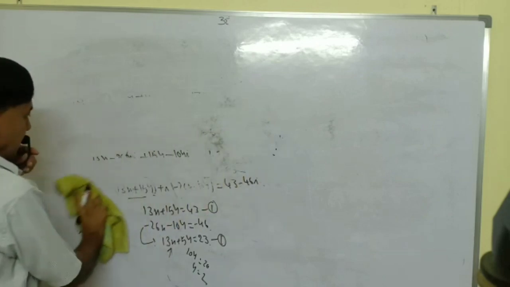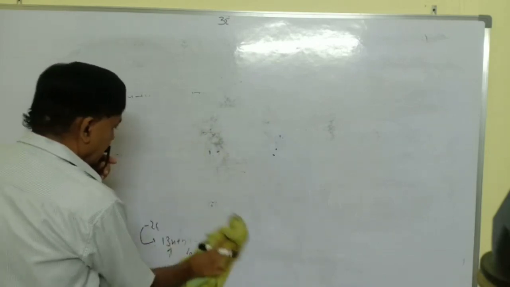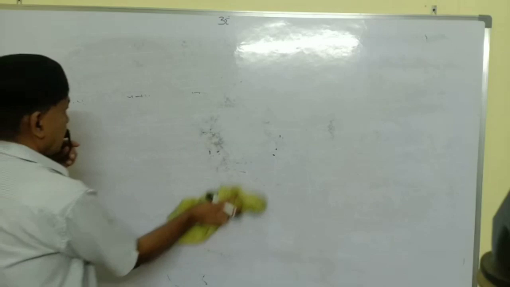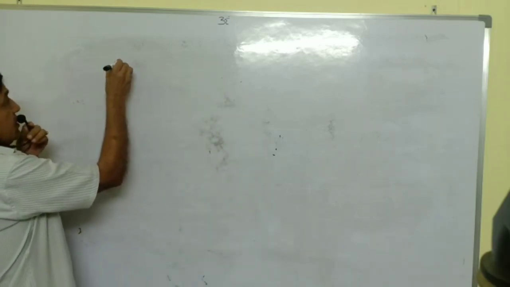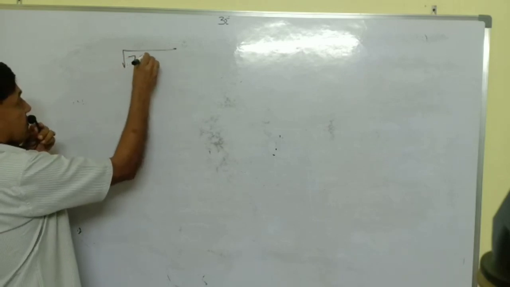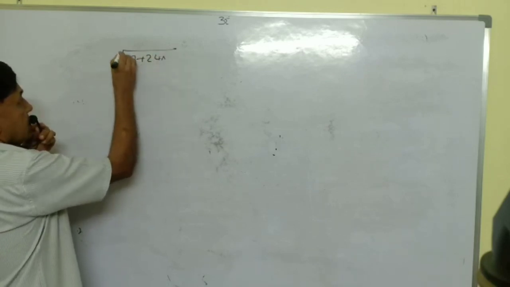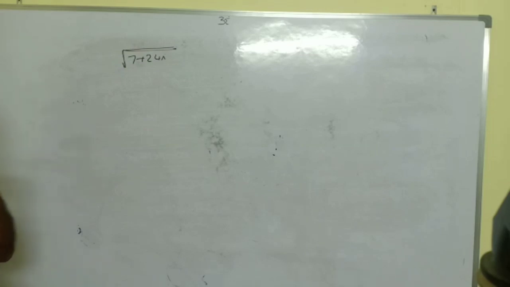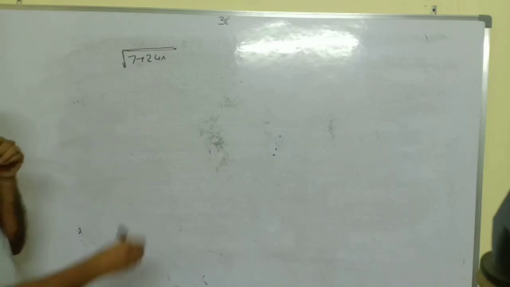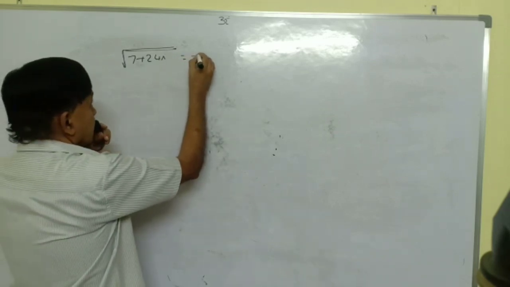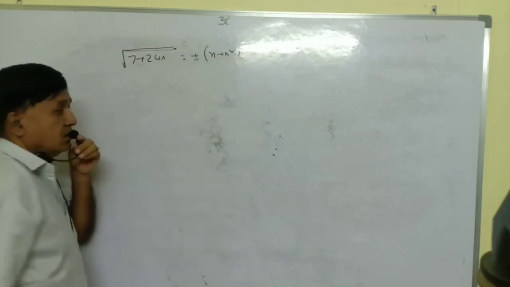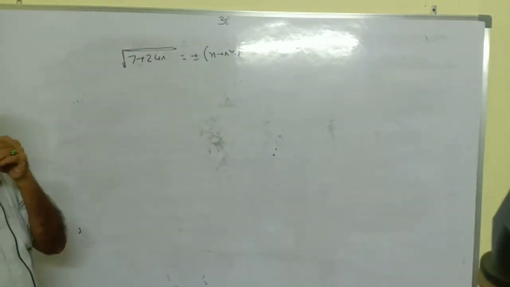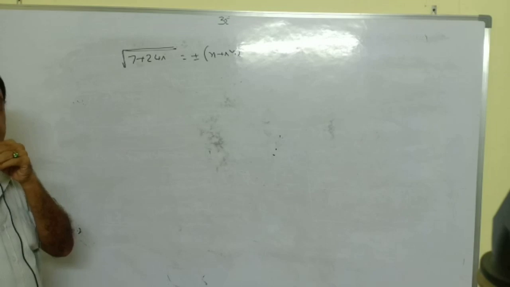The next concept is square root of a complex number. Suppose you come across a problem like this: square root of 7 plus 24i. So this you have to assume in this manner. Let us say this is equal to plus or minus x plus iy.